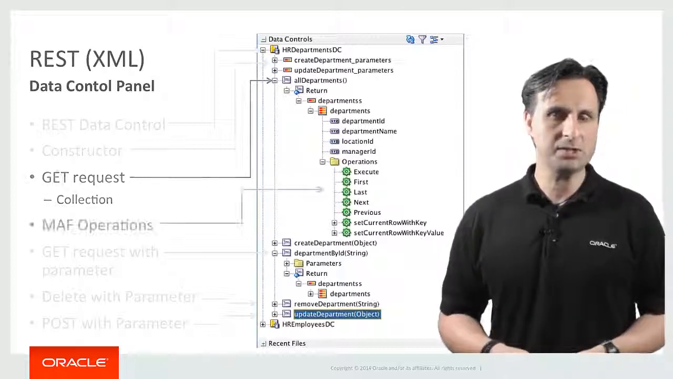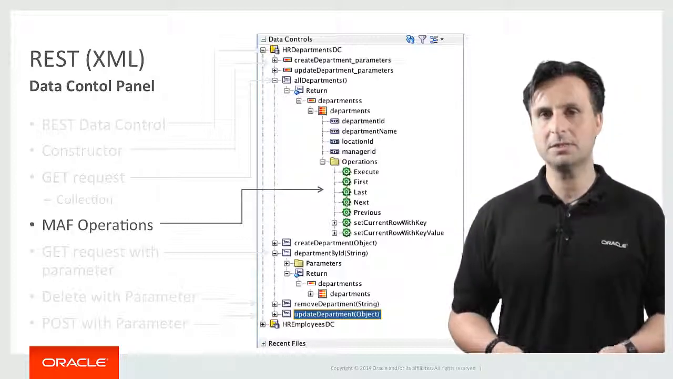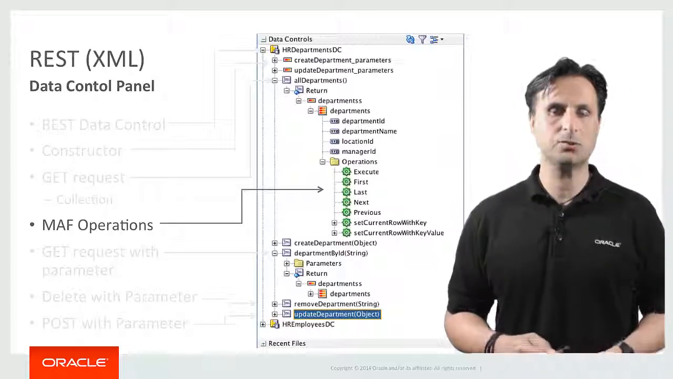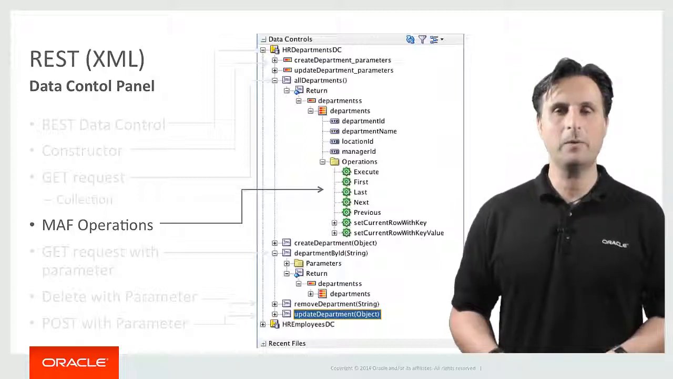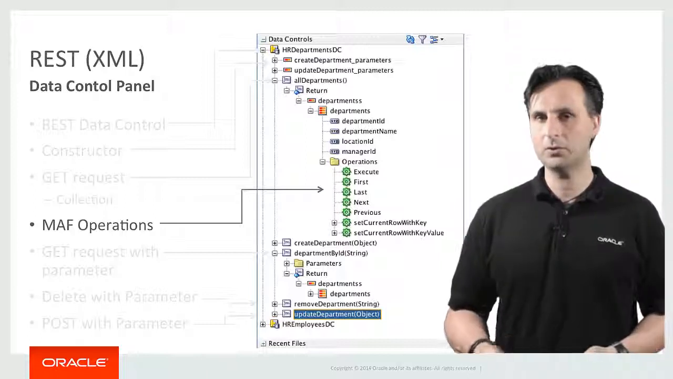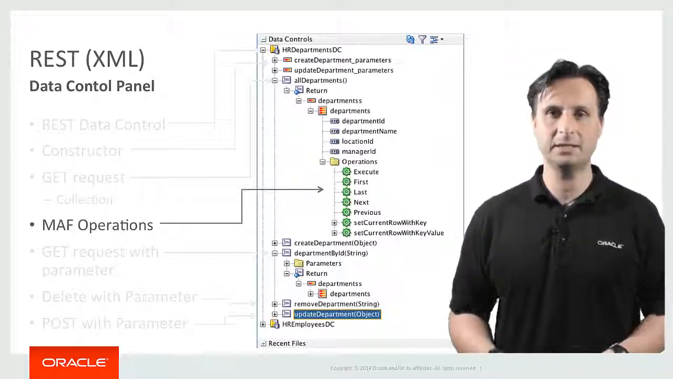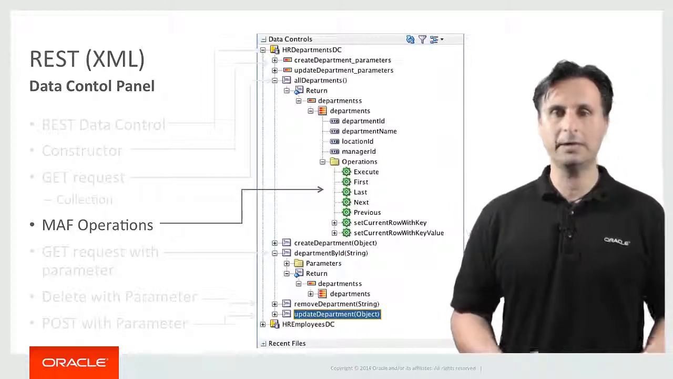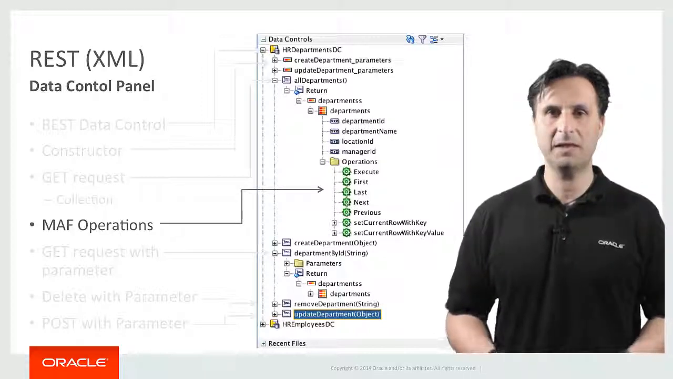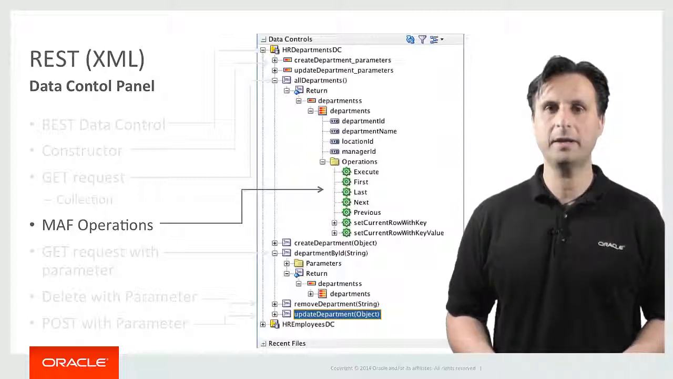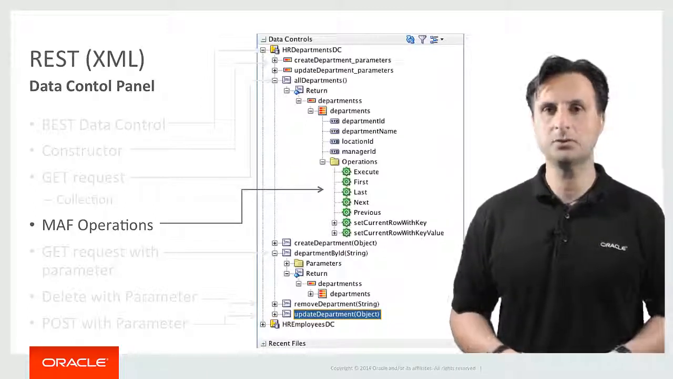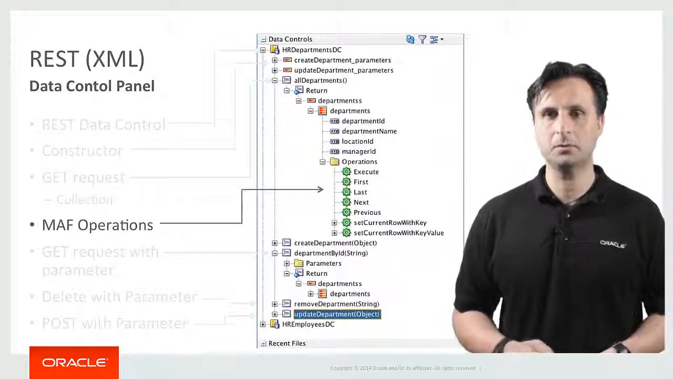Then we have MAF operations, which are exposed here. So these operate locally on the iterator in MAF. You can use that information to create a new entry in an iterator or to delete an entry. That, however, would not have any effect with the remote service unless you tell it. So that's all locally. I can create a new iterator entry, but then to persist that, I would have to take that object that I created and pass it on to the exposed method on the data control.